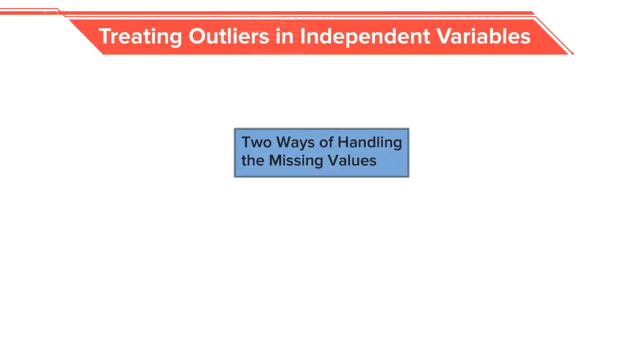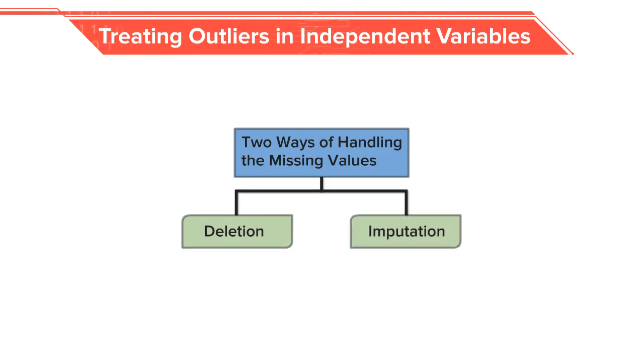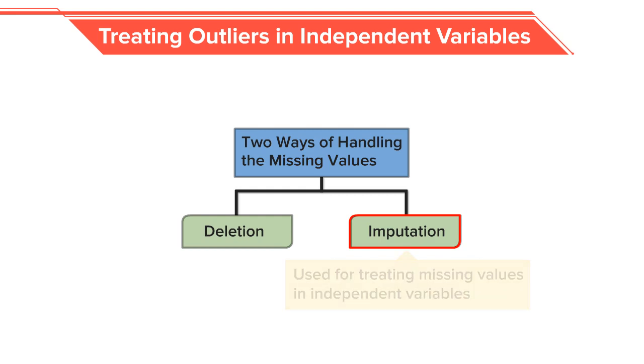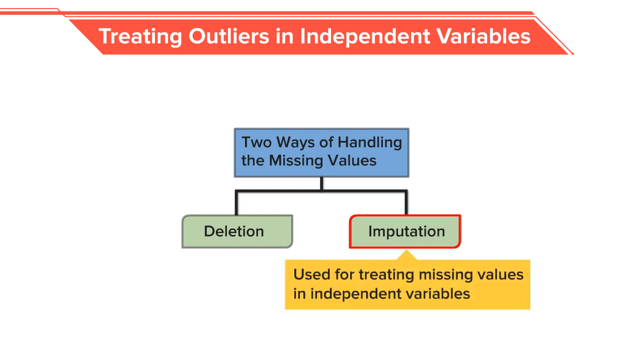There are mainly two ways of handling the missing values. These are deletion and imputation, and we have already seen them before. While we were dealing with the target variable sale price, we discussed that imputing the target variable is often frowned upon, as it can make the model learn from the derived data instead of the actual data. But in the case of independent variables, we generally use the method of imputation.